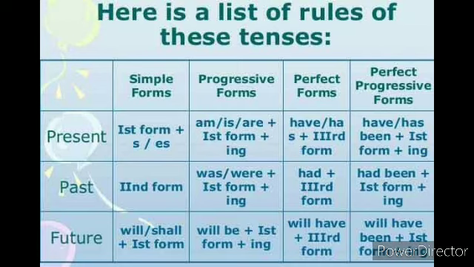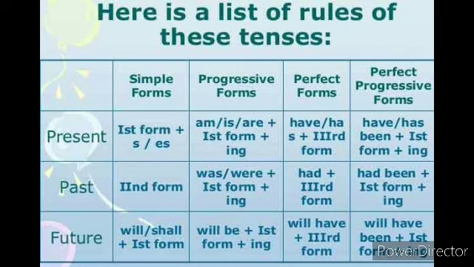Now let's move on to the perfect forms. Again, here also in all the perfect forms, be it present, past or future, we use third form of verb. The difference here also lies in the use of helping verb: has and have in case of present, had in case of past, and will have or shall have in case of future.